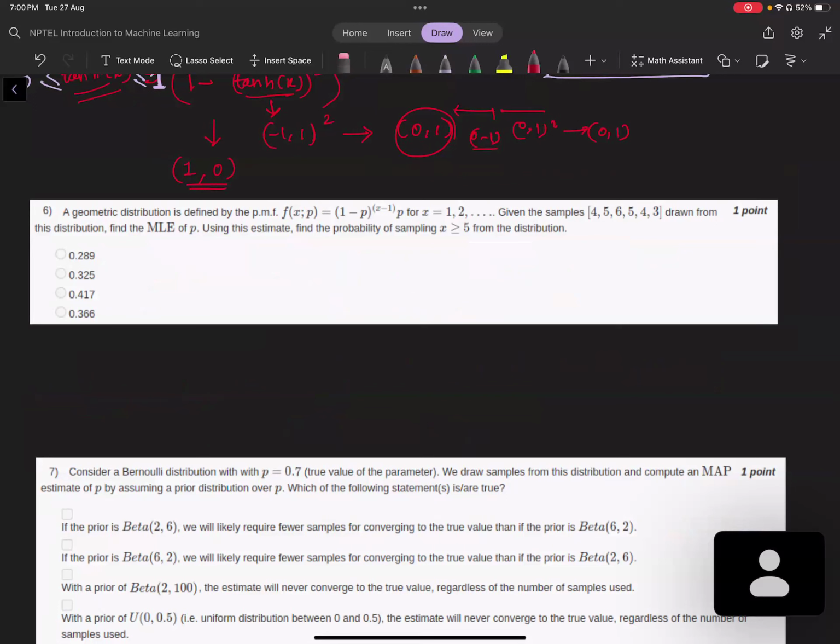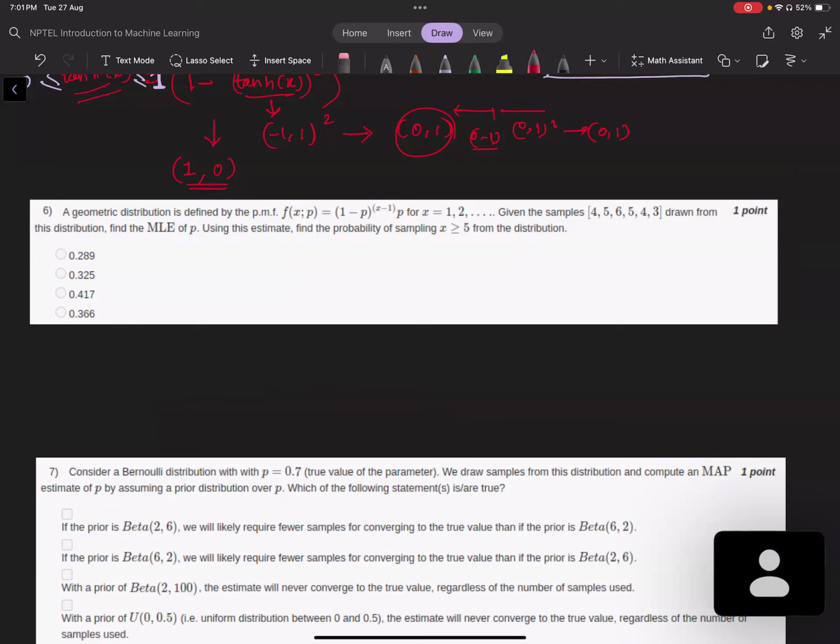A geometric distribution is defined by the probability mass function f of x given p equals (1 minus p) to the power x minus 1, times p, for x equals 1 up to infinity. Given samples 4, 5, 6, 4, 3 drawn from the distribution, find the maximum likelihood estimation of p. Using this estimate, find the probability of sampling x greater than or equal to 5 from the distribution. So this is a distribution.